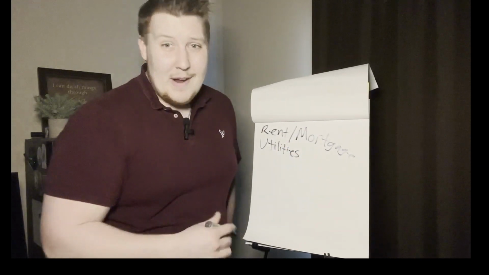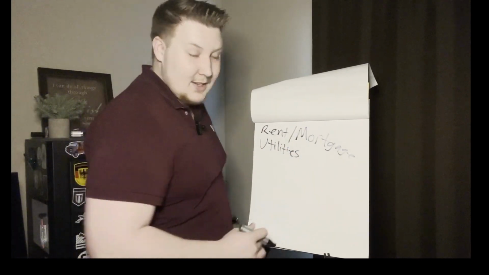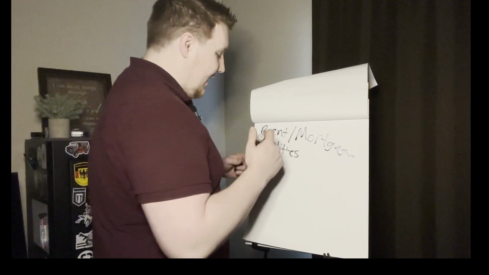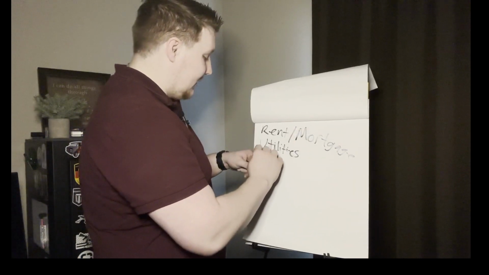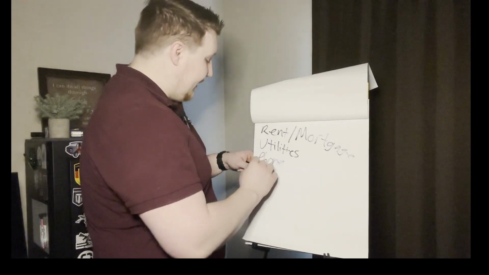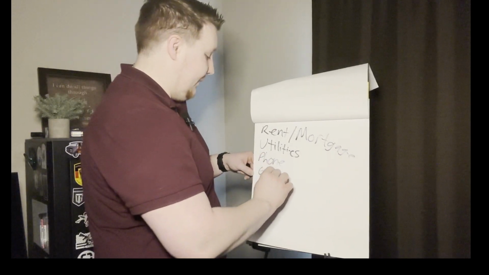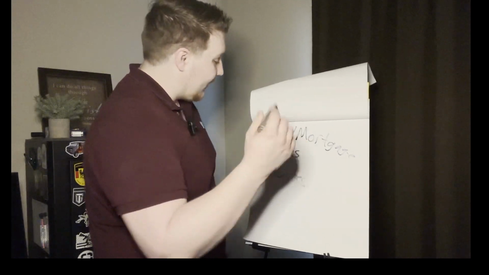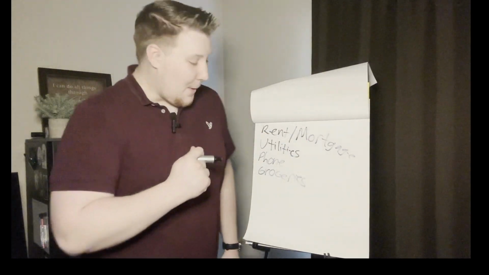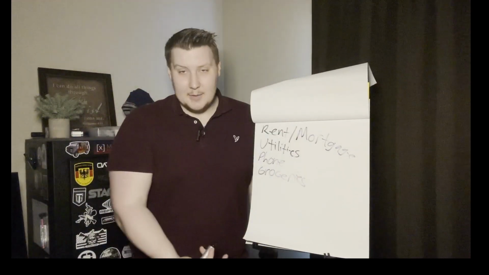I'm going to try to get a whiteboard. I can't stand this thing. It about falls over on me. But we're working with what we got. You got like phone bills. You got groceries, which suck to buy right now. My marker's running out too, so that's awesome. But you've got all these monthly expenses.